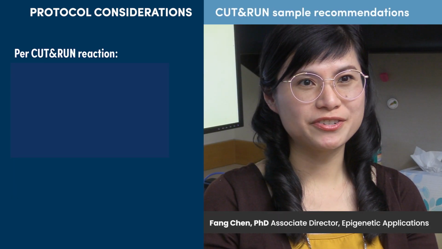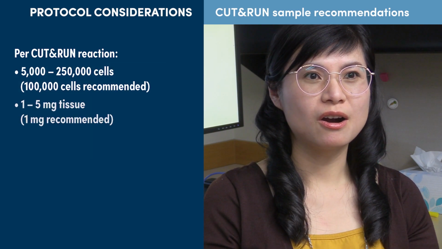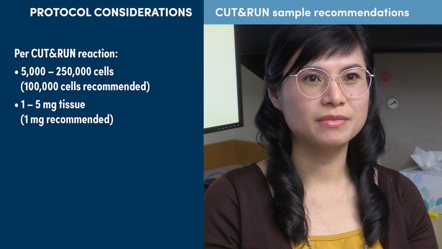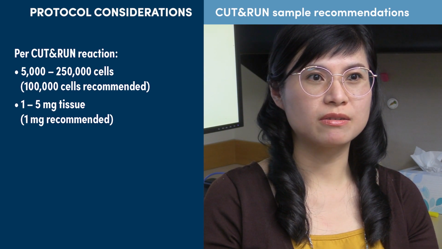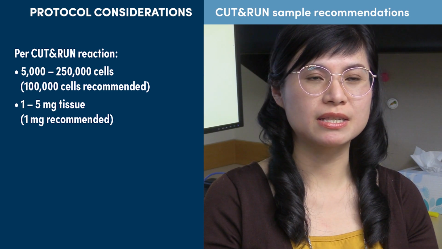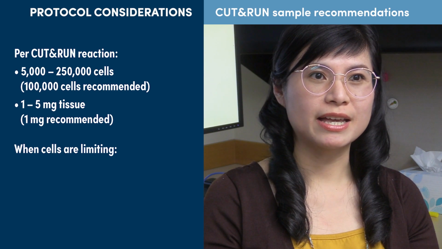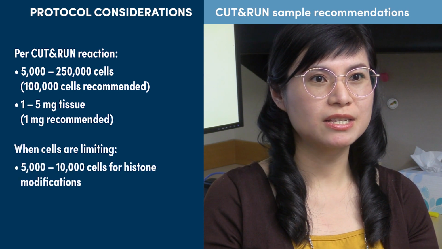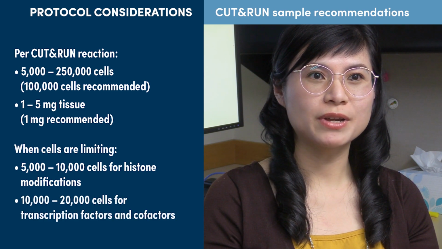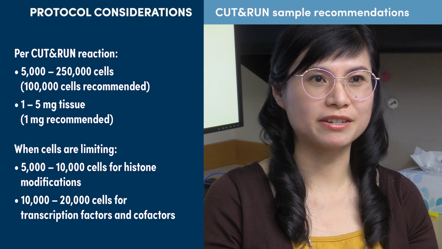One cut and run reaction can use 5,000 to 250,000 cells, or 1 to 5 milligrams of tissue. Whenever possible, we recommend using 100,000 cells or 1 milligram of tissue as a starting point. If cells are limiting, we recommend using at least 5 to 10,000 cells per reaction for targets that are histone modifications, and 10 to 20,000 cells for targets that are transcription factors or cofactors.